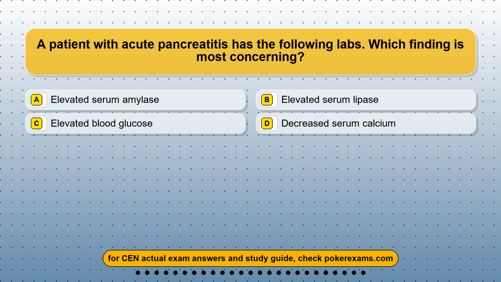Question 21. A patient with acute pancreatitis has the following labs. Which finding is most concerning? Option A, elevated serum amylase. Option B, elevated serum lipase. Option C, elevated blood glucose. Option D, decreased serum calcium.